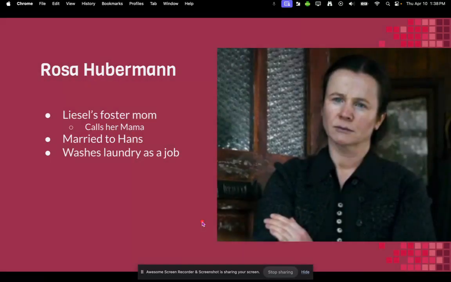Then we have Rosa Huberman. That is Liesel's foster mom, who she calls Mama, married to Hans, and she washes laundry and does other household chores as her job.